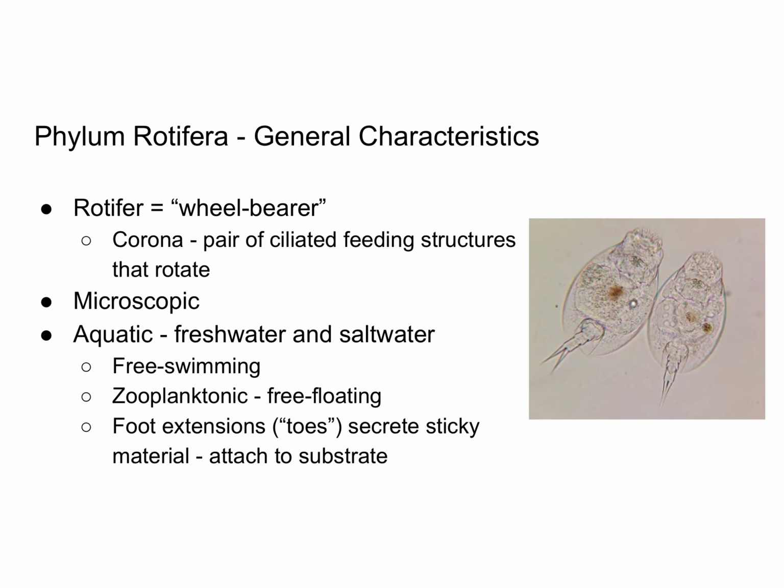The word rotifer means wheel bearer, and they get their name from this thing called a corona. And this word corona means crown. And this corona are these ciliated feeding structures that appear to rotate. And so you can kind of see them at the mouth end on these creatures right here.